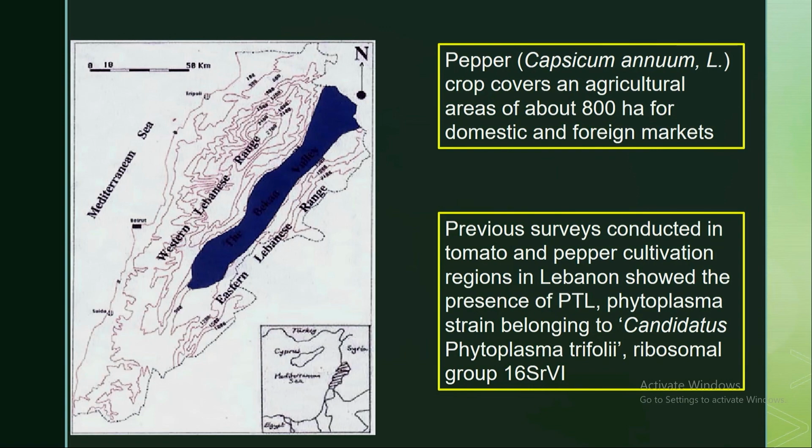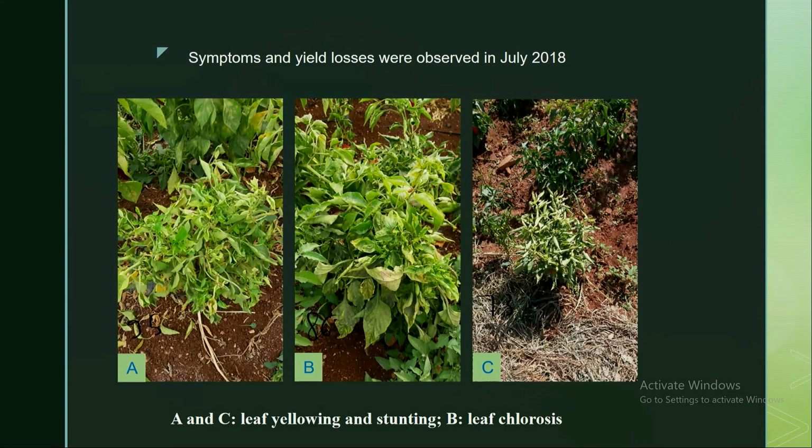But in recent years, growers have seen symptoms in different areas of the Bekaa Valley associated with the presence of phytoplasmas, so they had severe yield losses. These were the symptoms observed in July 2018: the typical symptoms of leaf yellowing, stunting, and leaf chlorosis. So a survey was carried out on peppers to detect and identify the possible phytoplasmas present.